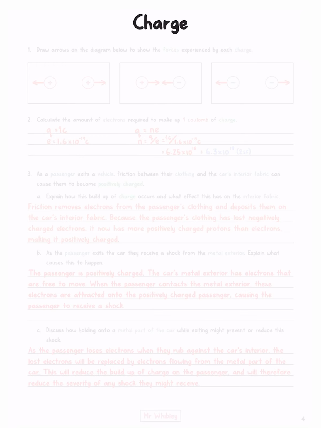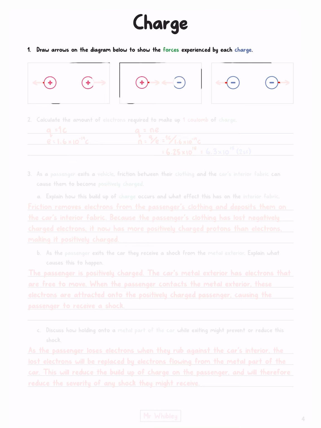Charge. Question 1. Draw arrows on the diagram below to show the forces experienced by each charge. We have two positive charges, a positive and a negative, and two negatives. We know that like charges repel, so two positive charges will experience opposing forces, as will two negative charges, and we also know that unlike charges attract. So if we have a positive and a negative, their forces are going to be towards each other, or in other words, attractive.